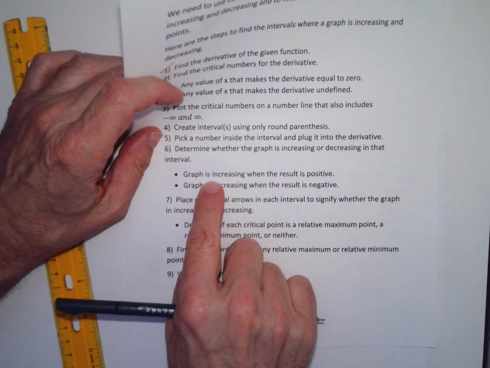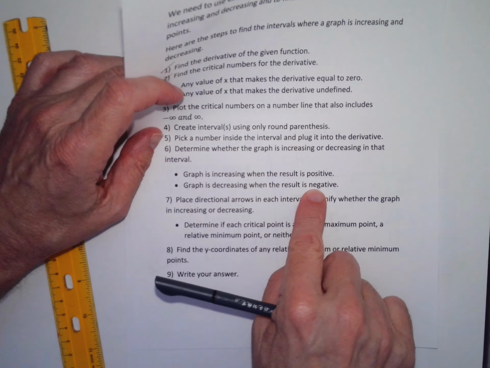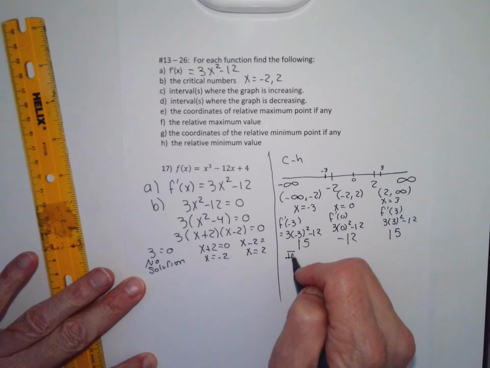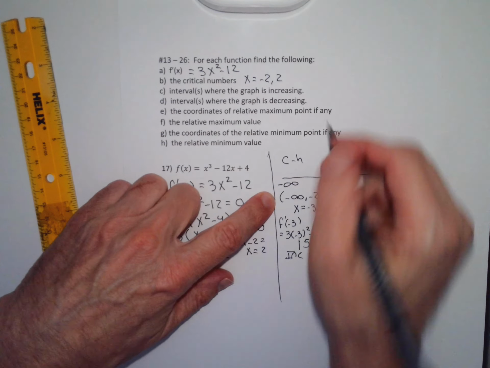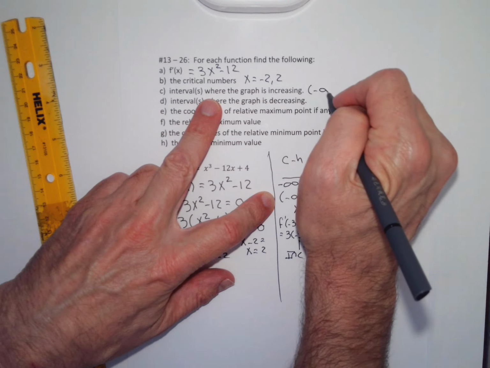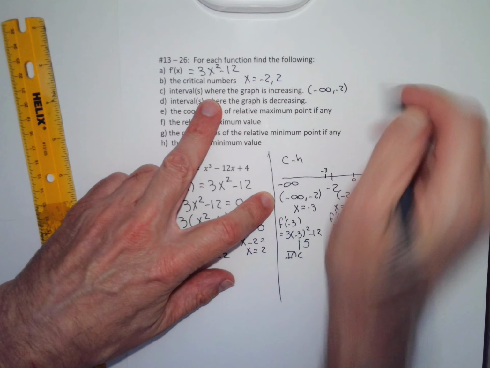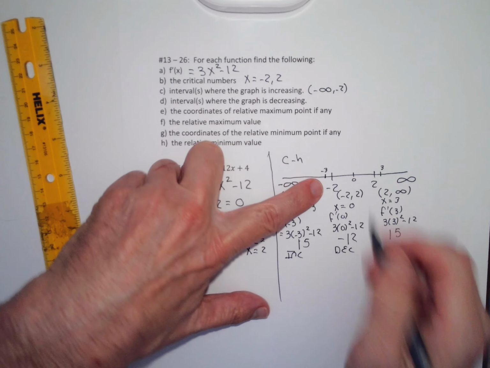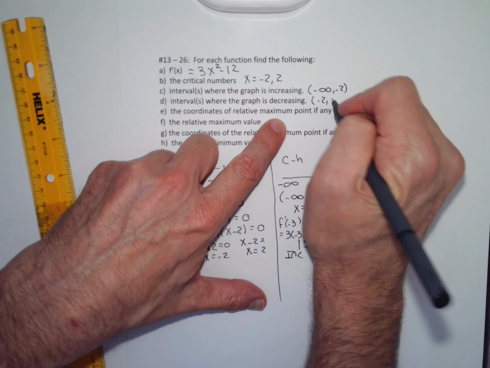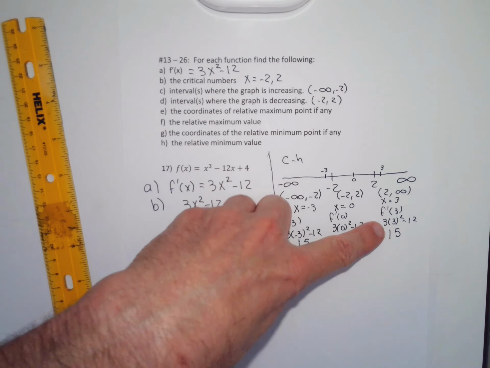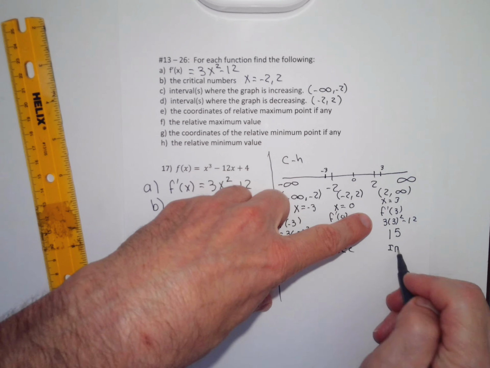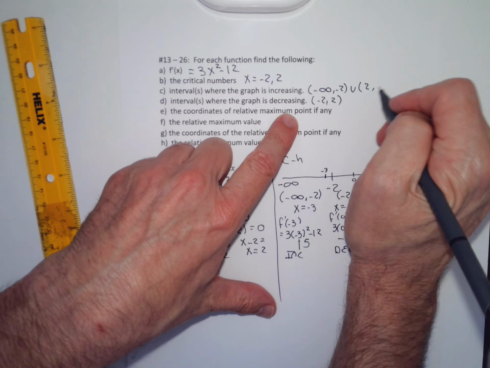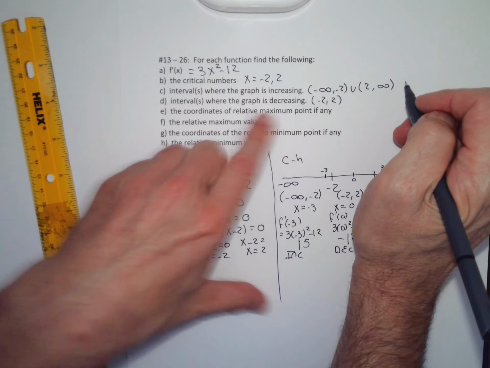The graph is increasing if I get a positive result. It's decreasing if I get a negative result. So this guy right here is increasing. So in my answer to increasing, I'm going to put the interval from -infinity to -2. The middle result came out negative, so the graph is decreasing. So the interval from -2 to +2 is going to be decreasing. In the last interval, because I got a positive, it's increasing. There's a second increasing interval that goes from 2 to infinity. So I'm done with C and D.